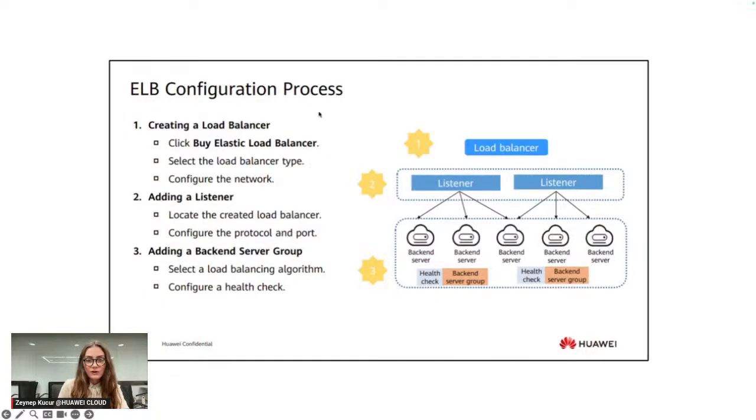So here's the configuration process. First, you create a load balancer, and then you click Elastic Load Balancer, select the load balancer type, and configure the network. Then you locate the created load balancer and configure protocol and port. This way you add a listener, and then you add a backend server group. You select a load balancing algorithm, and then you configure a health check.